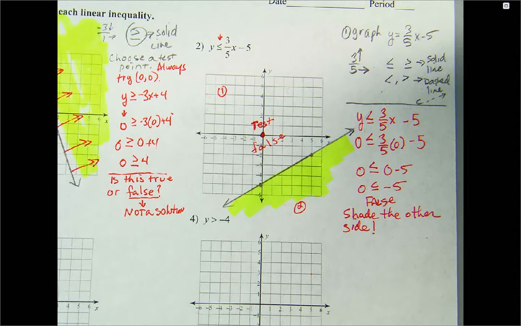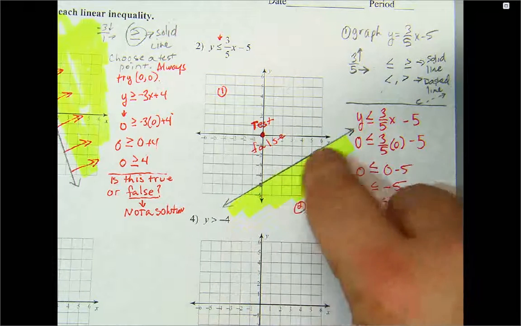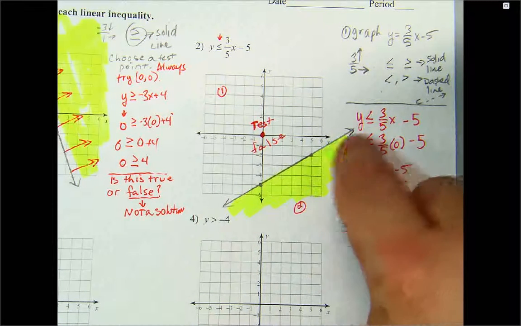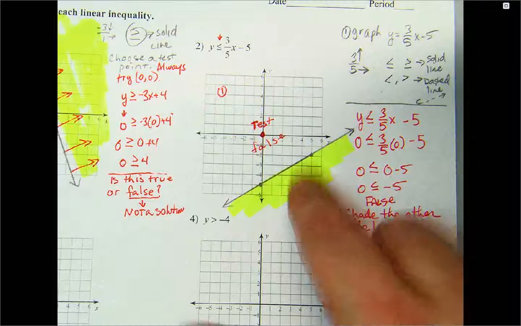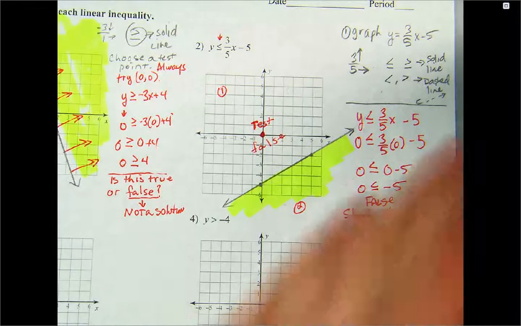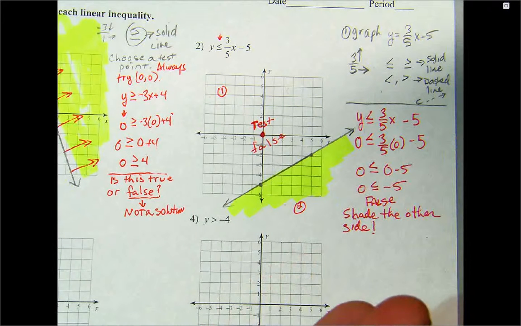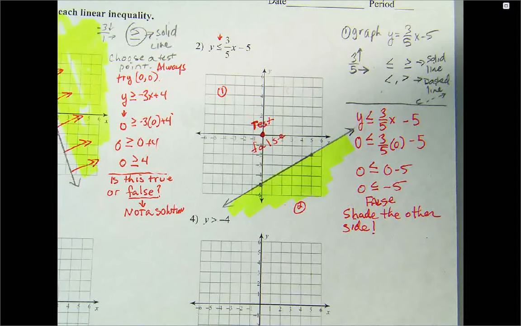Well, you have to get the line. You have to get this boundary line in order to start the whole system. So you start by graphing the line, because you have to know where to cut the graph in half. So you have to get that line on there. And there's another question back there.